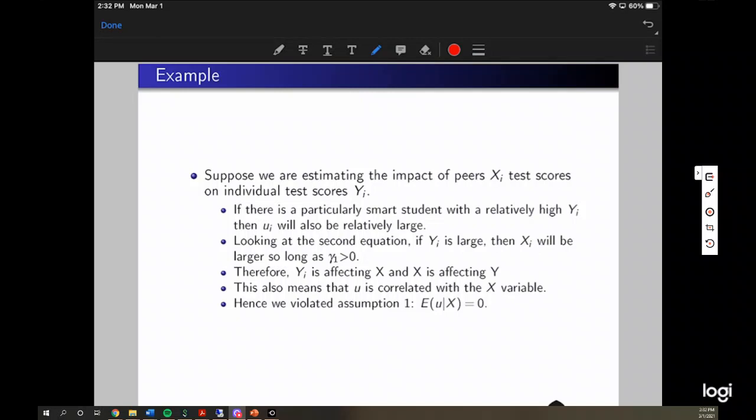This slide just kind of restates what we've said. If there's a particularly smart student with a relatively high yi test score, then the ui will also be relatively large. And looking at the second equation, if that student's test score is really large, then xi will be large so long as gamma is greater than 0, and therefore yi is affecting x and x is affecting y. This also means that u is correlated with x, violating assumption number 1.